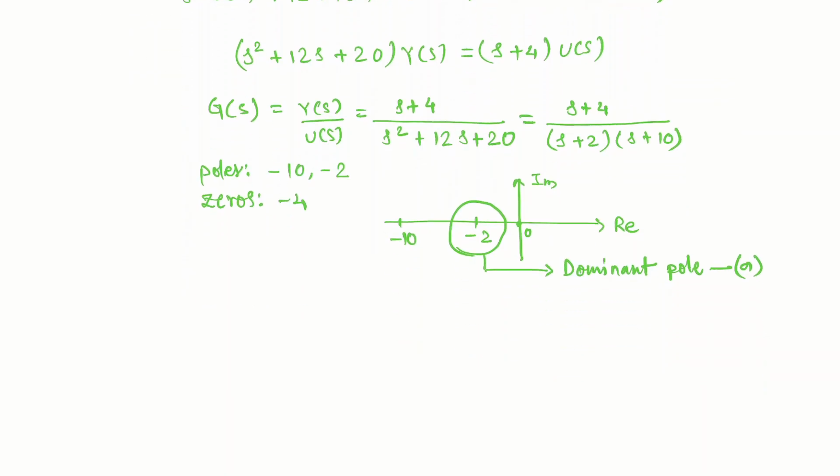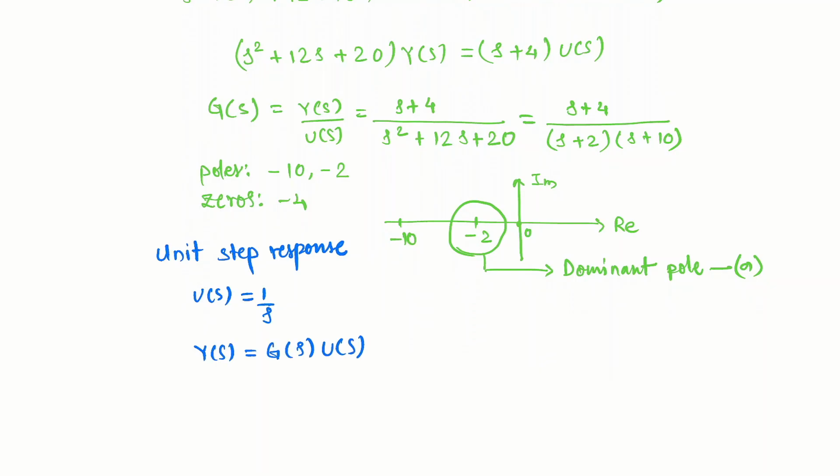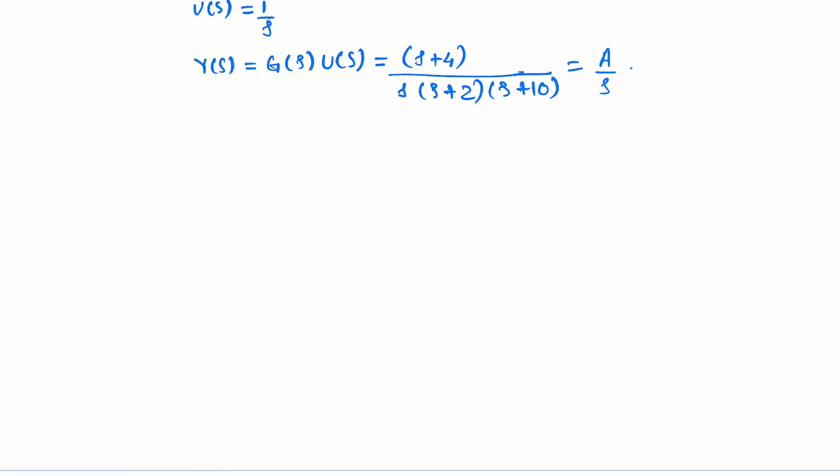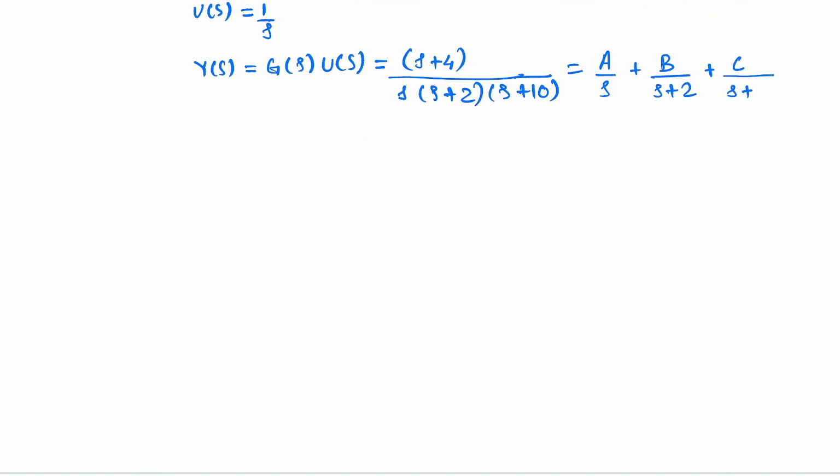Now we want to take its unit step response. So U of s is 1 over s. So y of s is g of s into u of s. So we have s plus 4 in the numerator, and in the denominator s, s plus 2, and s plus 10. So we will have to work with partial fractions here. So let's say a over s plus b over s plus 2 plus c over s plus 10.